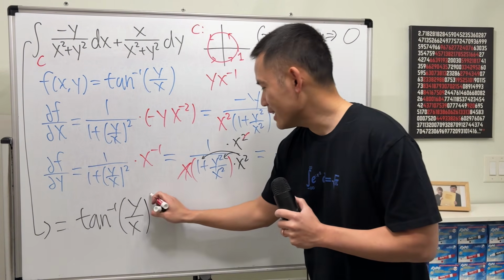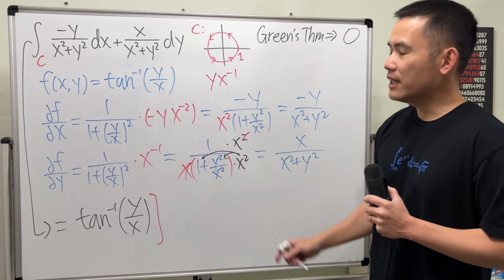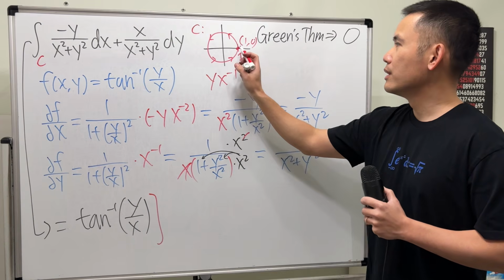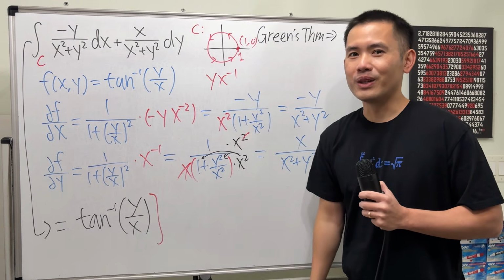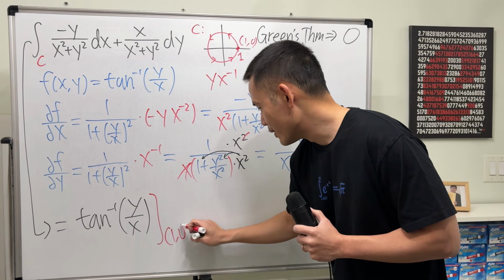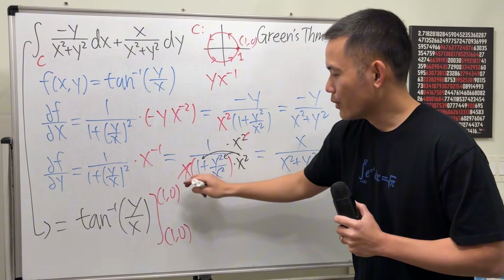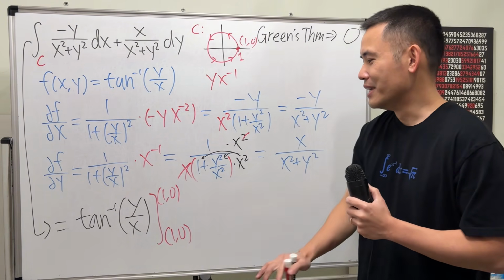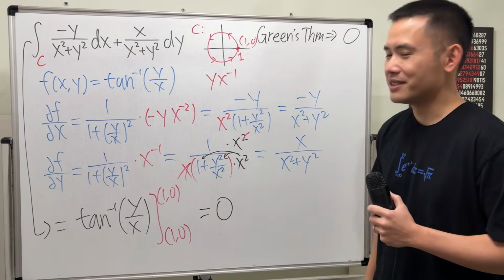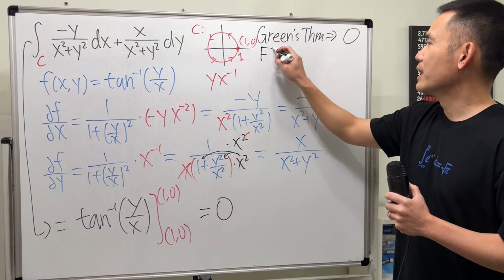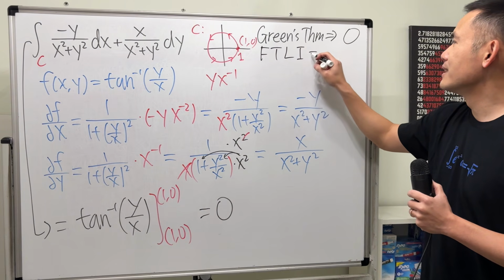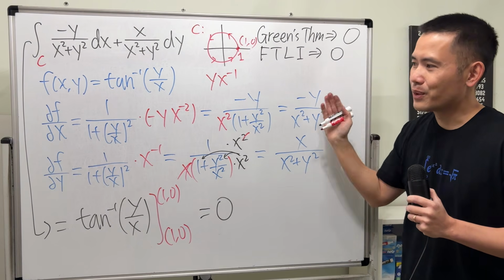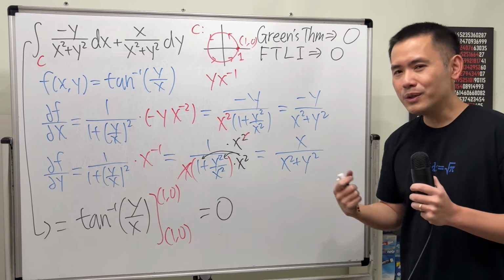But now we need the numbers, right? What numbers do we plug in? If you look at the unit circle, right here, let's say this is our starting point. It's just 1, 0. You go one loop, you end up with 1, 0 as well. So 1, 0, 1, 0. When you plug in, guess what? You just get 0. In fact, if you plug in 0, that's also 0. So it's very 0 for this one. So you totally get 0, right? Fundamental theorem of line integrals, it also gives you 0. But again, this is not the correct answer.